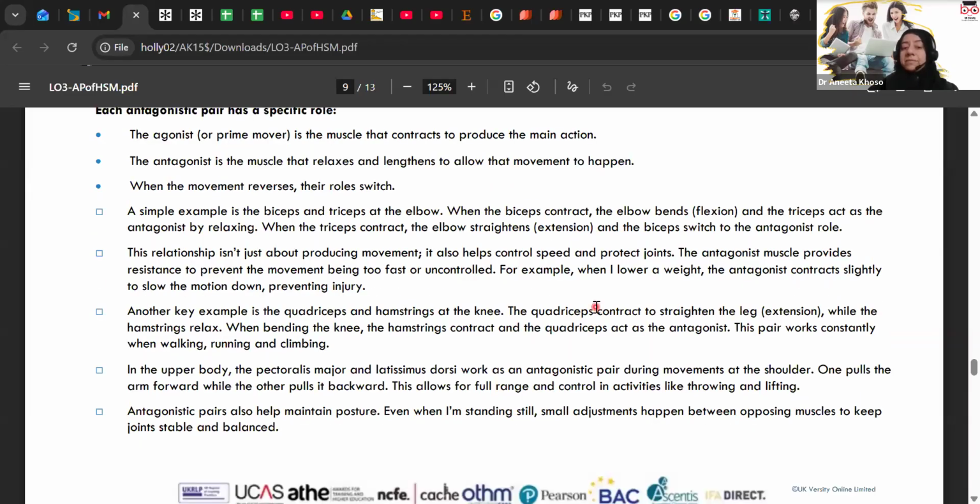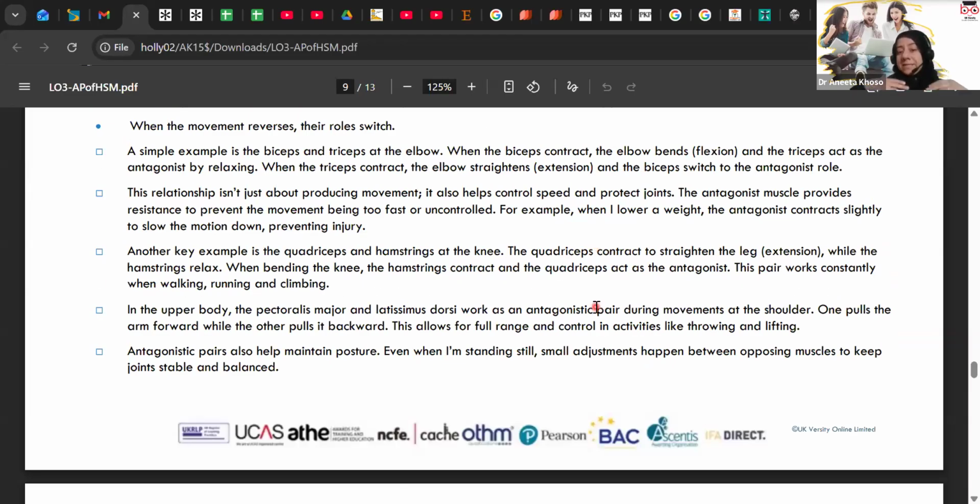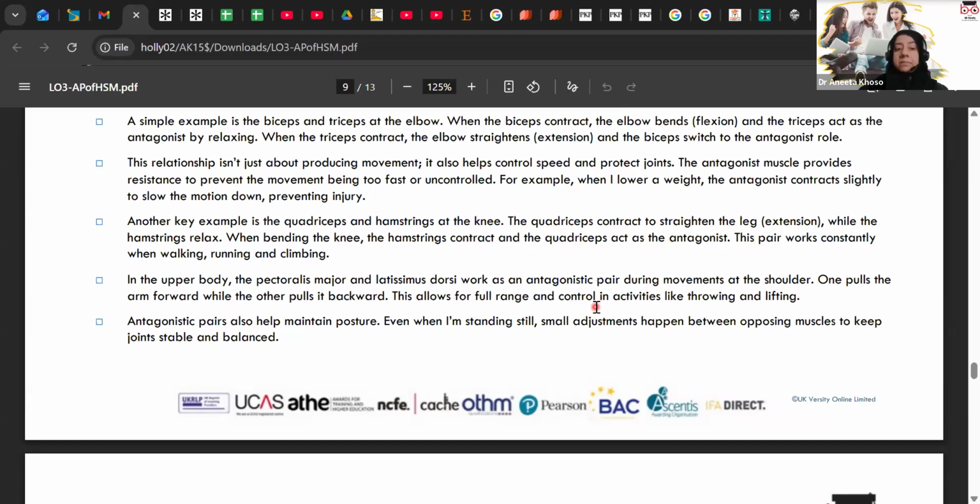In the upper body, you have the pectoralis major and latissimus dorsi at the shoulder joint. One pulls the arm forward while the other pulls it backward. This allows for full range and control in activities like throwing and lifting. Antagonist pairs also help maintain posture. Even when you are standing still, small adjustments happen between opposing muscles to keep the joints stable and balanced.